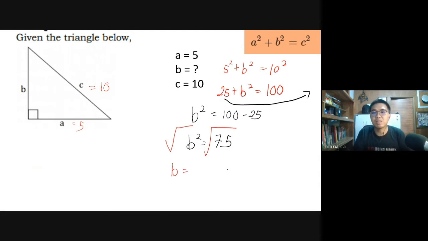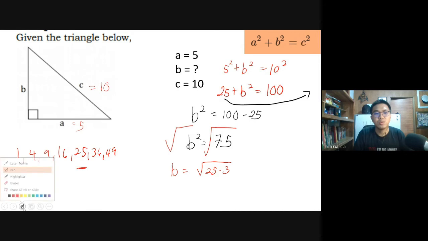Ngayon, tatanungin natin ang ating mga sarili, ano ba yung mga perfect square natin? 1, 4, 9, 16, 25, 36, 49. Stop na tayo dahil kalahati naman na ito ni 75. Now, alin kaya rito yung multiples ni 75? Yung pinakamataas, si 25, di ba? Kaya magiging square root of 25 times what? 75 divided by 25 ay equal sa 3. Then after that, copy natin yung b natin.